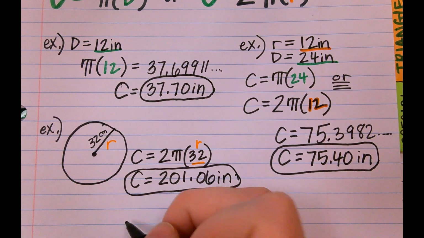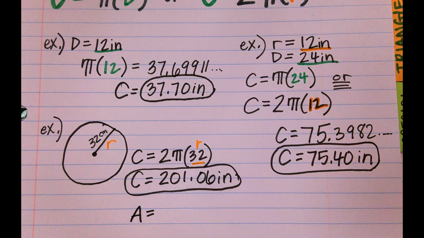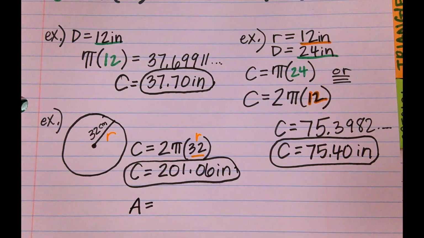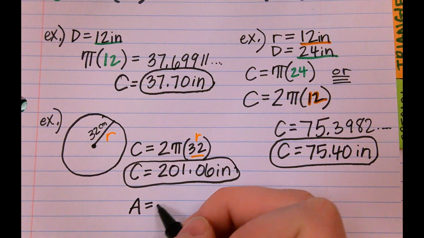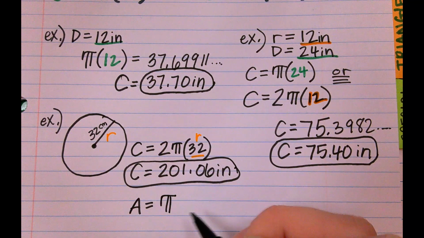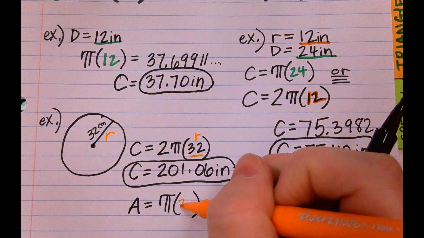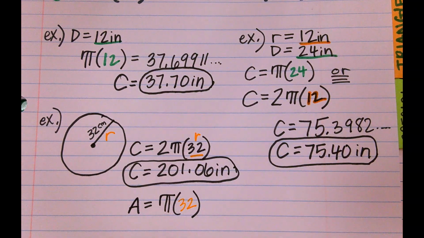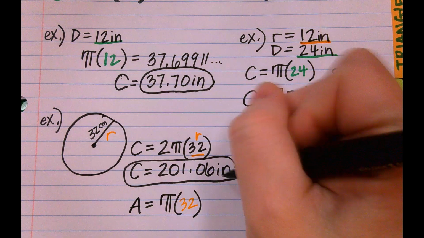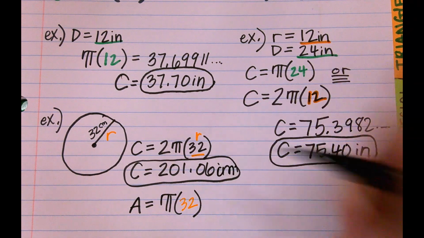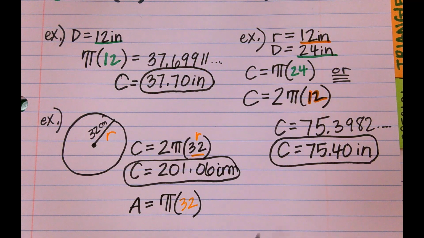What would the area of this be? How would I find the area? Like pi times the radius. Pi times my radius, 32. You get 200.53. We're using centimeters, not inches. Oh, my bad. Thank you. Centimeters, not inches. My fault. Centimeters.